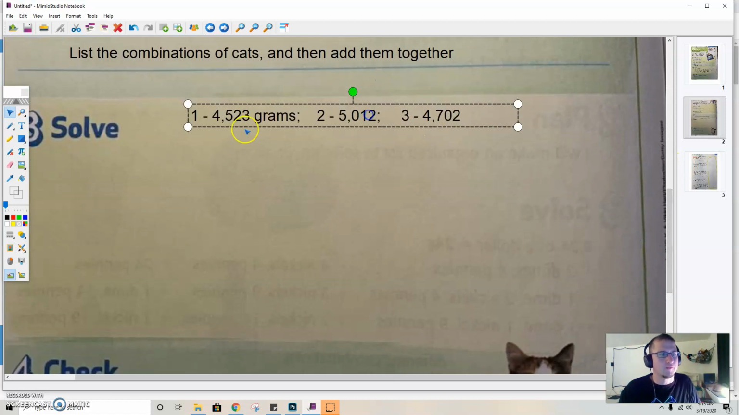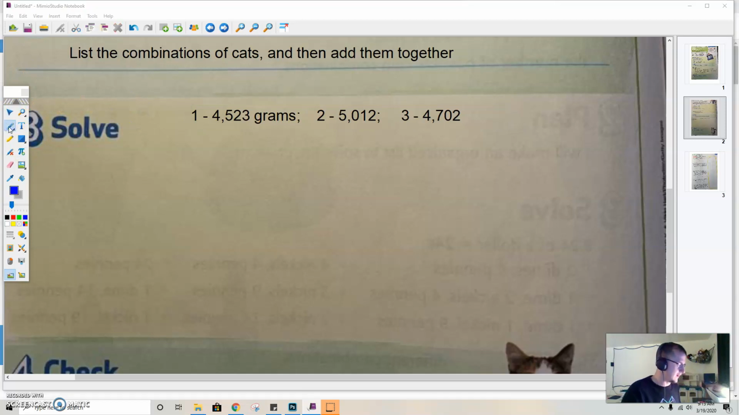So we can have three different combinations. This is where the organized list comes in. We know that he only has 2 cats. So I can have cat number 1 and cat number 2, and that is not any better handwriting. I'm sorry, I'm just going to write with the mouse. So we can have cats number 1 and 2, cats 1 and 3, or cats 2 and 3. Those are our possible combinations for any cat.